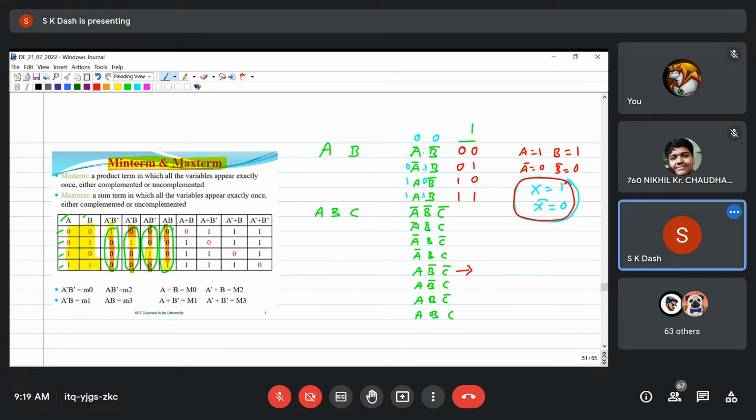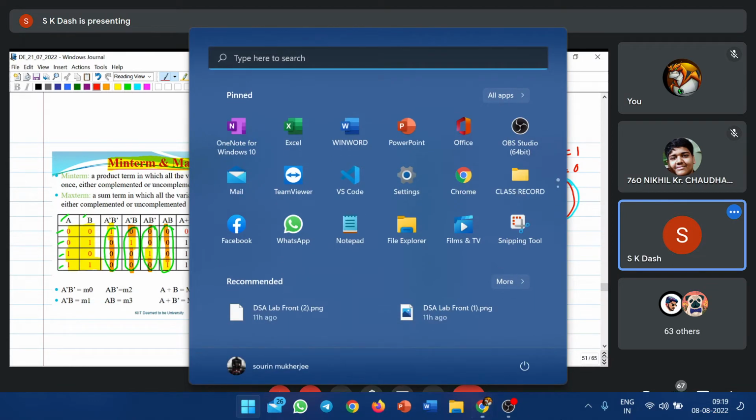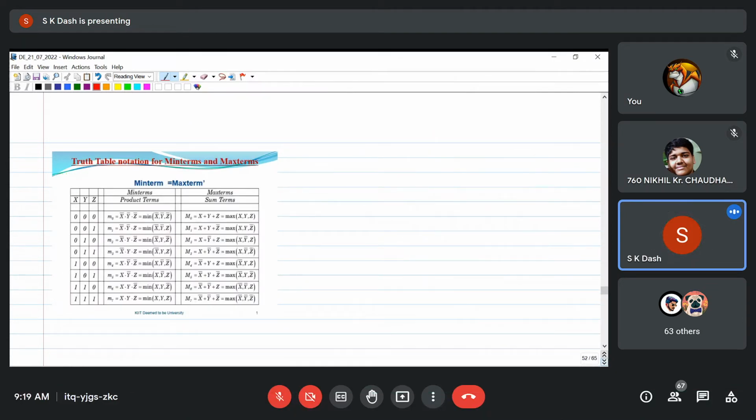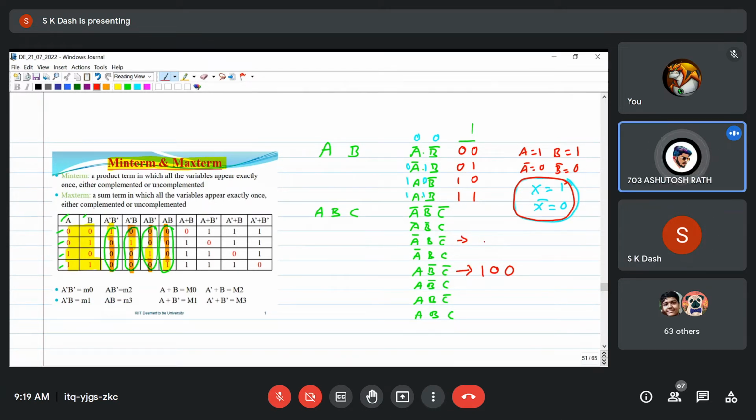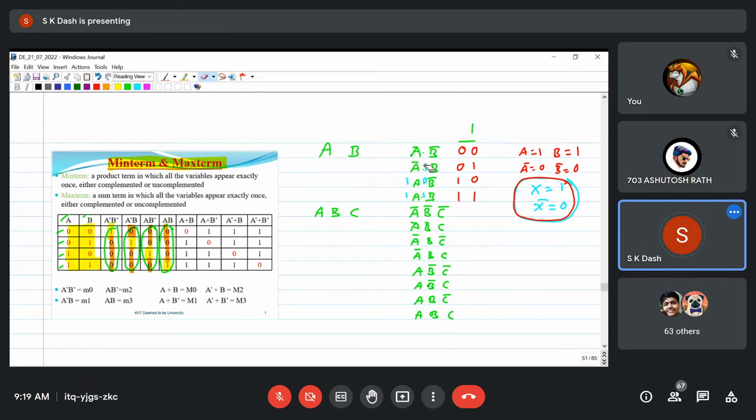1 0 0. You can verify. Okay. So you can verify that. Similarly, this one, A bar B C bar. A bar means complement form, so 0 1 0. Okay. Now, up to this is clear. Up to this, any doubt, anyone?